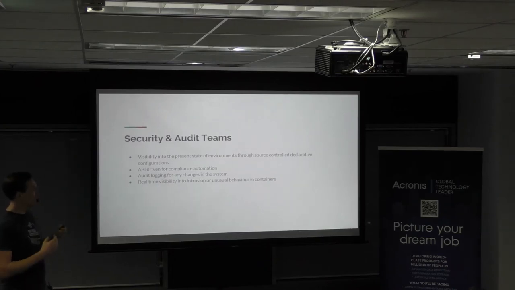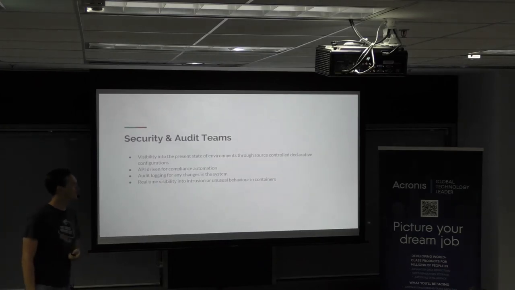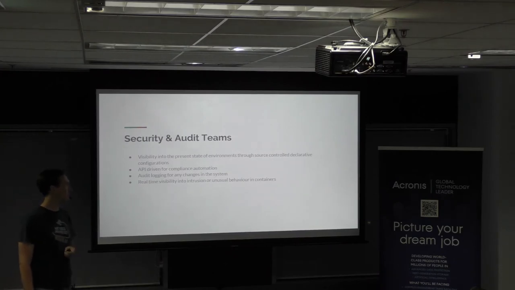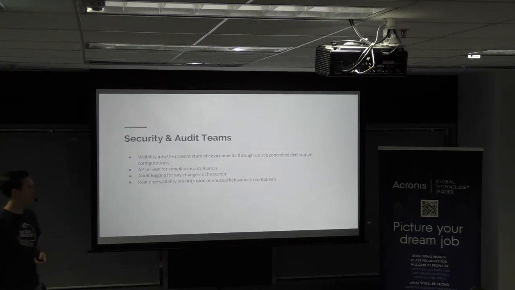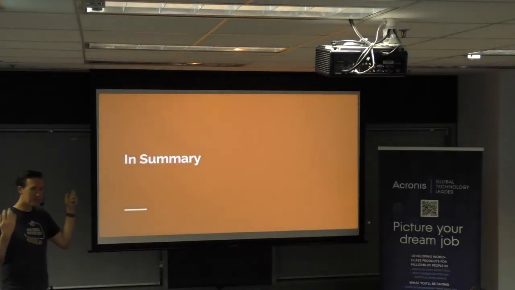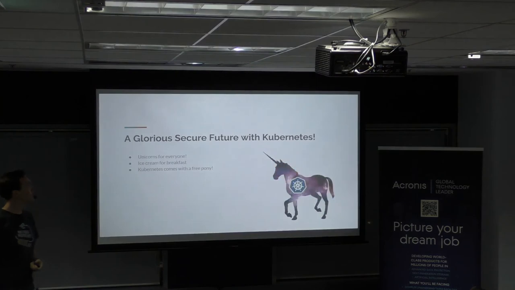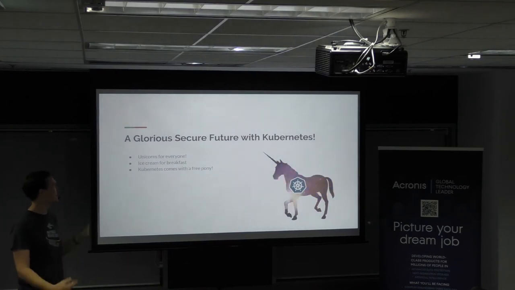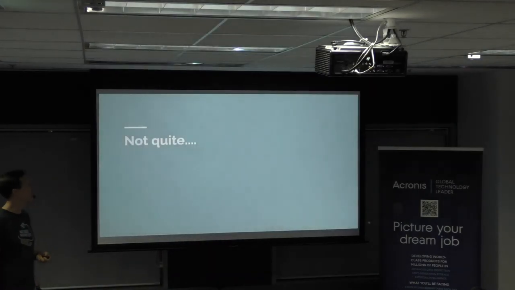API-driven, automate that compliance instead of handing out a 1,000-row spreadsheet again. Audit logging for any kind of changes that go in. And again, real-time visibility into intrusion or unusual behaviors in containers. So in summary, from all of the stuff that I've covered, it's an amazing secure future with Kubernetes. Everyone gets unicorns and ice cream for breakfast, all of that kind of stuff. It's not quite that.